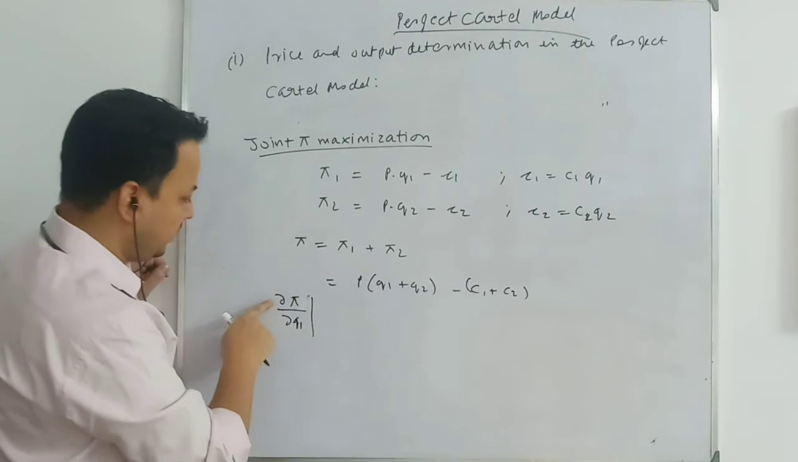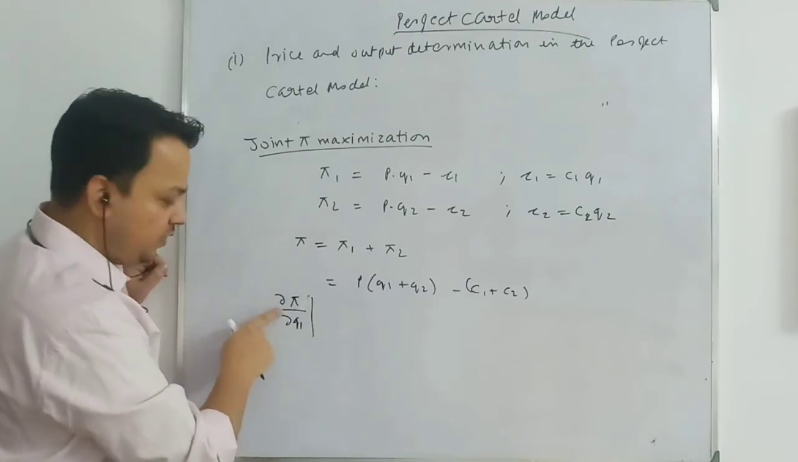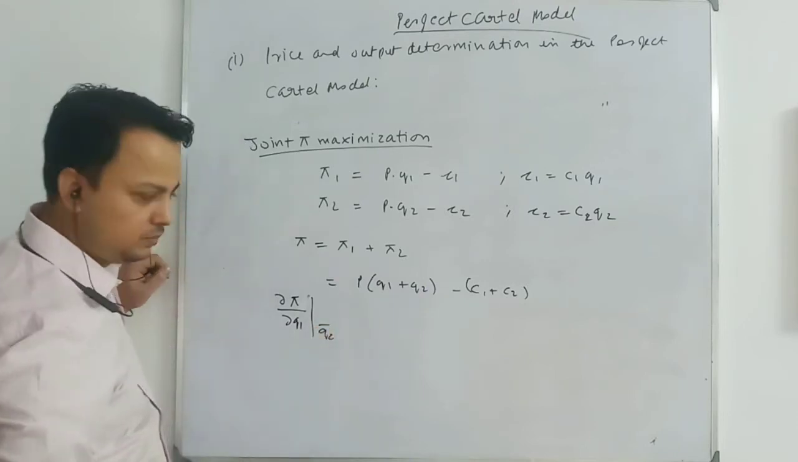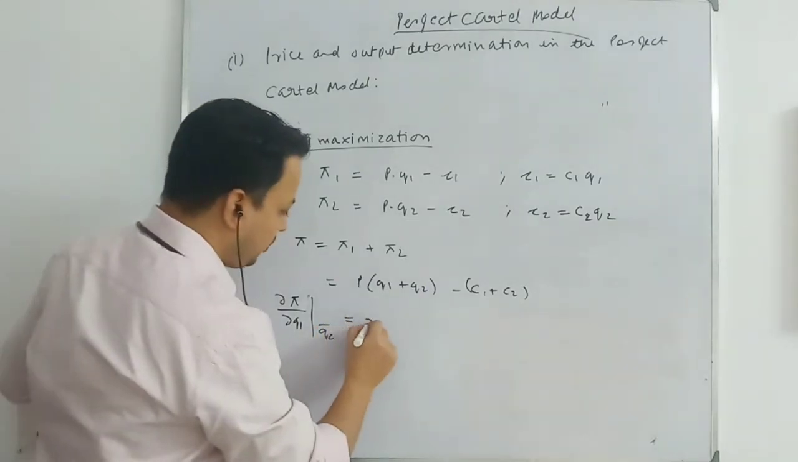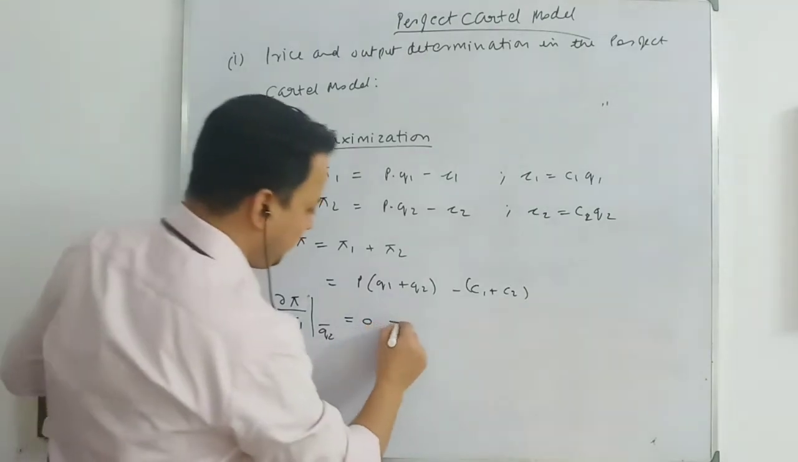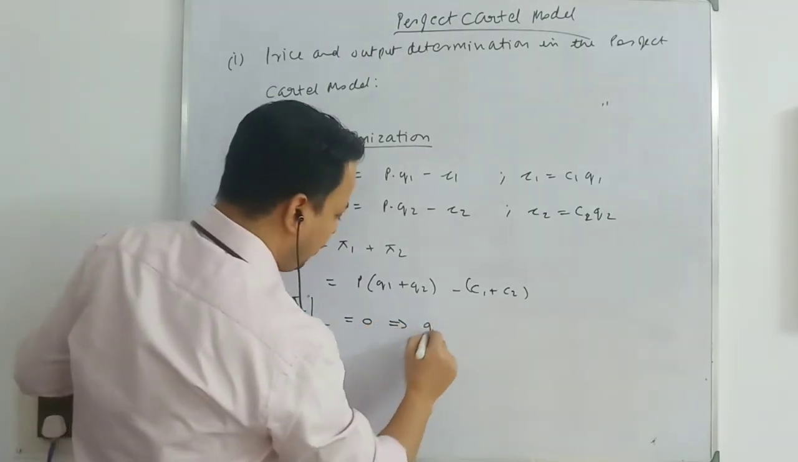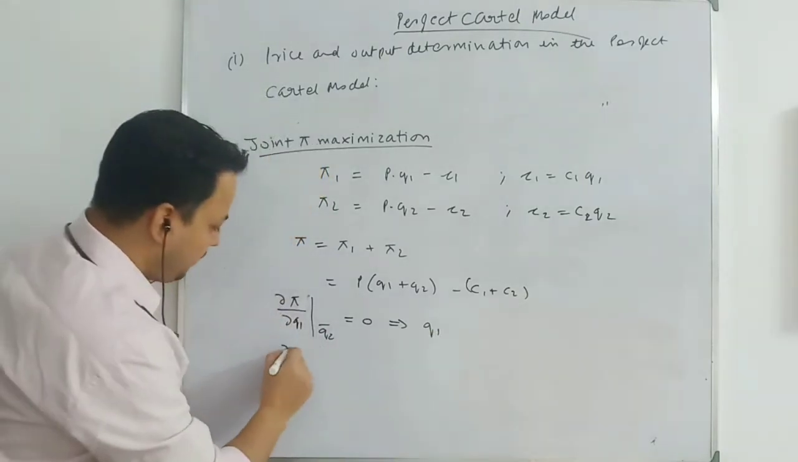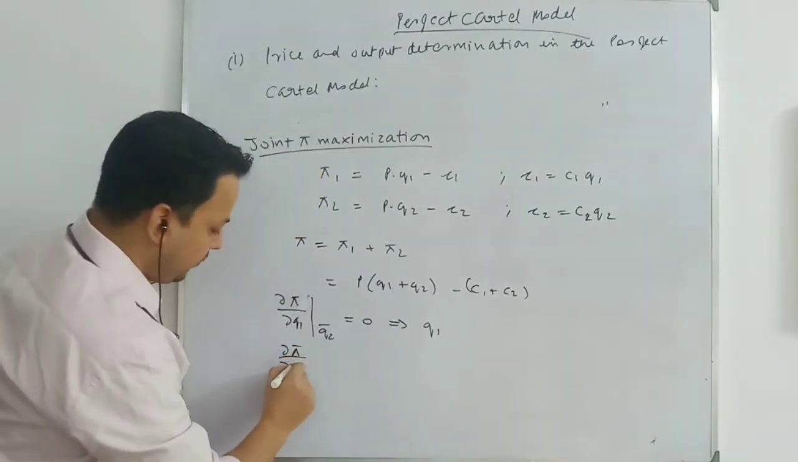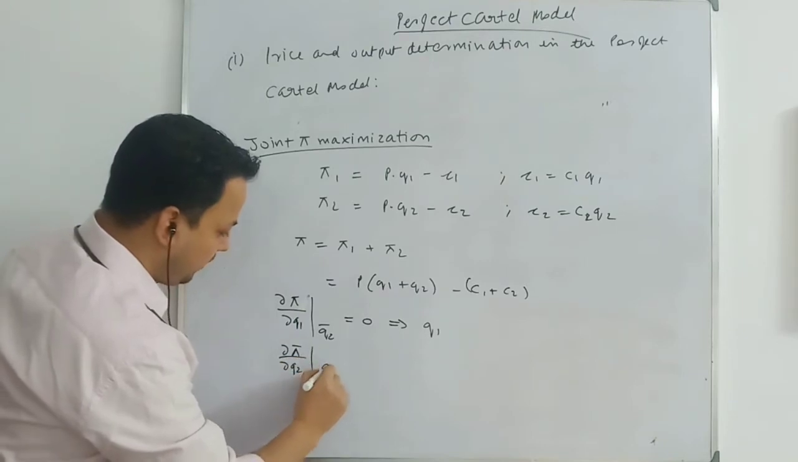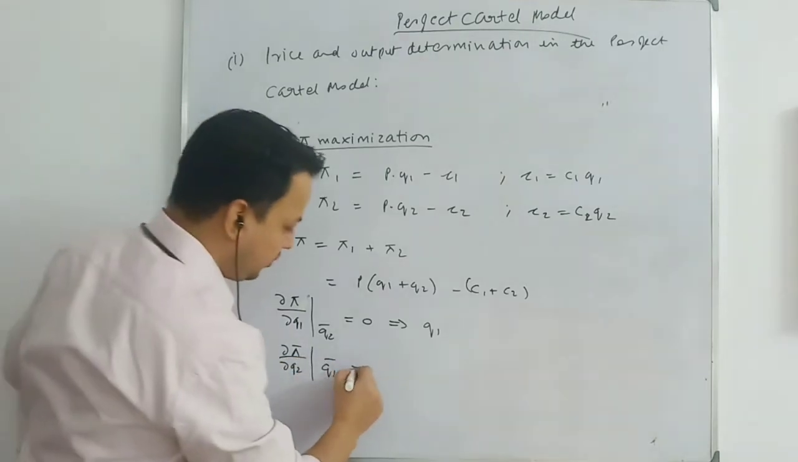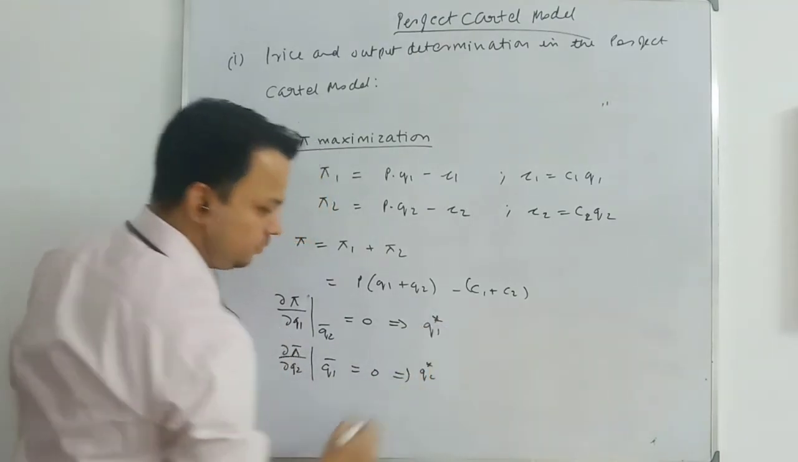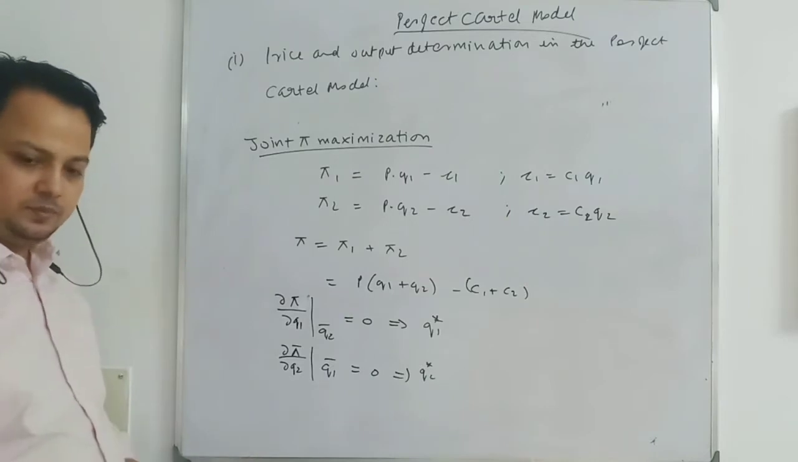First, I am maximizing profit with respect to the output of the first firm, given the output of firm 2, and I will set it equal to 0. I will be getting the profit maximizing output of firm 1. Similarly, I will be maximizing the profit with respect to the output of firm 2, given the output of the first firm, and set it equal to 0. I will be getting the profit maximizing output of firm 2. Clear everyone?